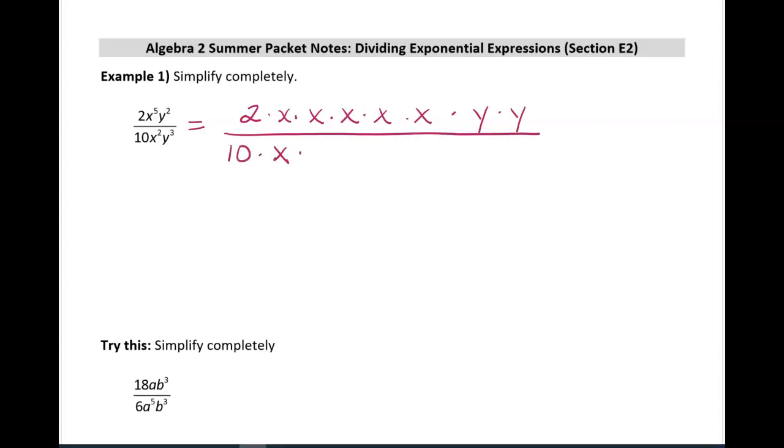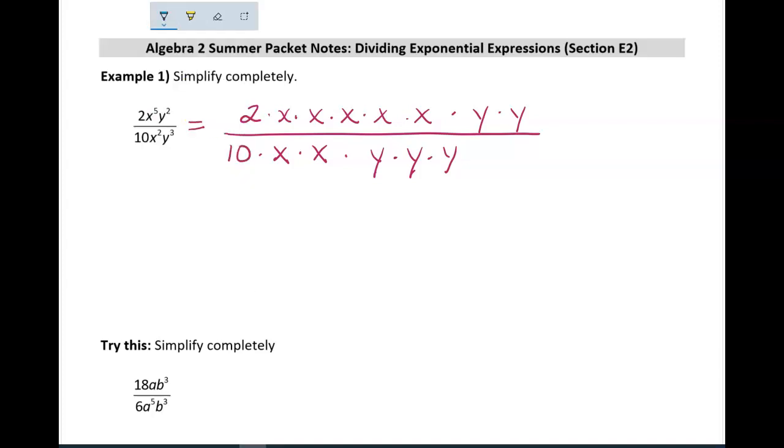So we're going to approach division of exponential expressions in the same way that we did multiplication. We're going to write them out in expanded form and then reduce. So this fraction in the numerator has 2 times x times x times x times x times x times y times y. In the denominator, 10 times x times x times y times y times y.